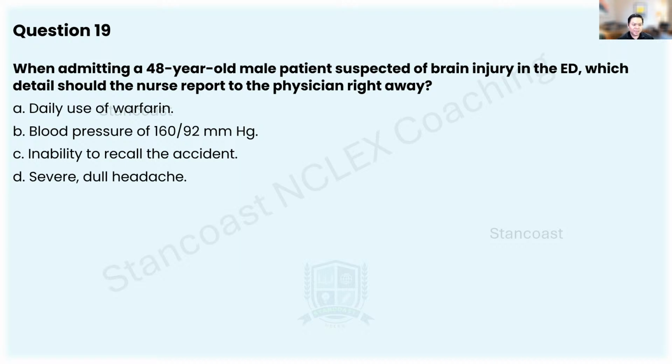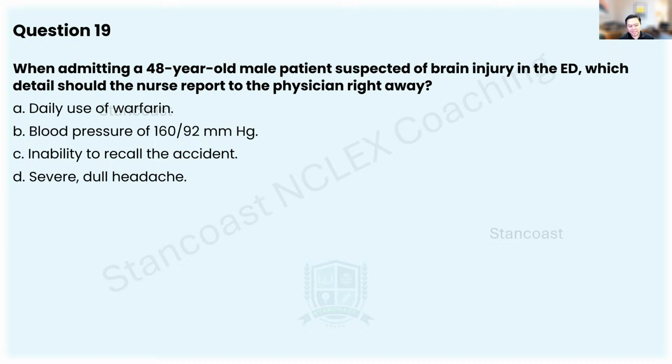Okay. All right. So let me just answer this real quick. Question number 19. Since we are already looking into this slide, when admitting a 48-year-old male patient suspected of brain injury in ED, which details should the nurse report to the physician right away? Brain injury? Yes, our patient has a brain injury in this scenario, but looking into the options here: daily use of warfarin, blood pressure of 160/92, inability to recall the accident, severe dull headache. Well, this is quite risky, especially if the patient has been using the warfarin, an anticoagulant. If they have a brain injury, all the more they are at risk of developing massive bleeding. So that is the correct answer for test item number 19.